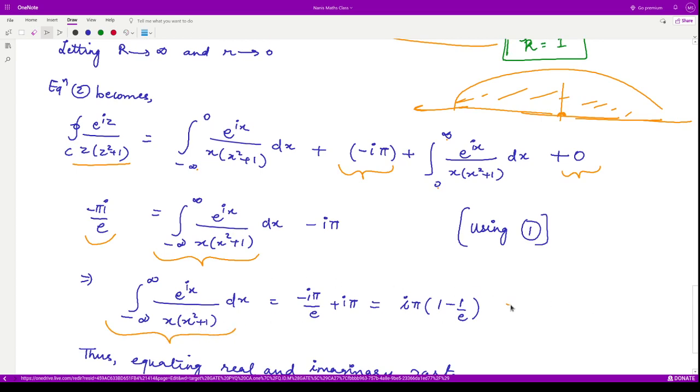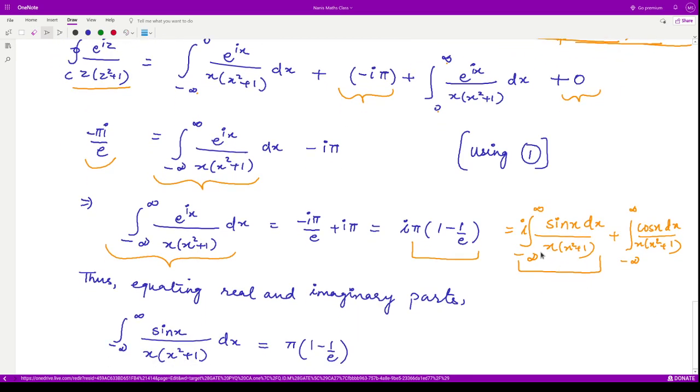Now, as I have already told you, you can write this particular expression as the integral from minus infinity to plus infinity of sine x dx divided by x square plus 1, times iota, plus the integral from minus infinity to infinity of cos x dx divided by x square plus 1. Now you can equate the real and imaginary parts. So this particular thing would be equal to this integral, which is what we intended to calculate in this question. So the value of this integral comes out to be pi into 1 minus e to the power minus 1. So that is our answer.